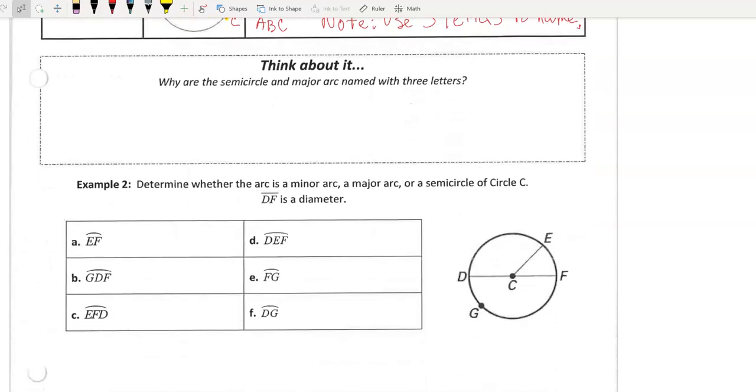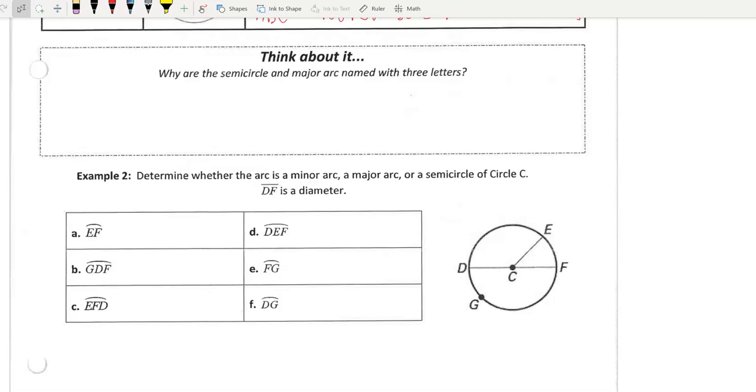Go ahead and do example 2. When you're finished with example 2, check in with one of us in class so that you can make sure you have the answers right, and we will see you next time.